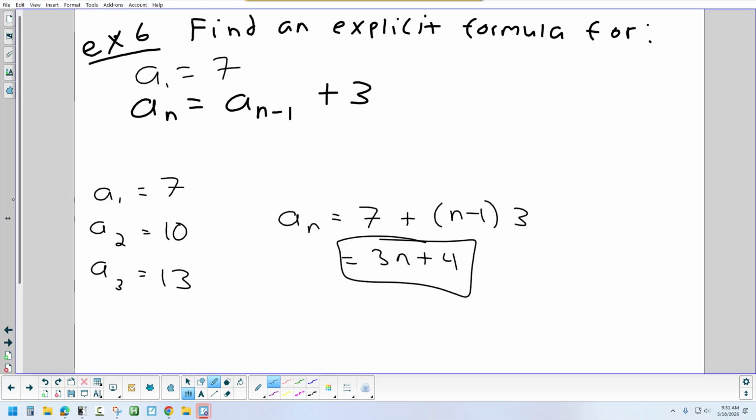Let's check it. Plug in the first term. 3 times 1 is 3, 3 plus 4. Yep, plug in 2. 3 times 2 is 6, 6 plus 4. Plug in 3. 3 times 3 is 9, 9 plus 4 is 13. So it does work for the first 3 numbers. Does it work for every single number? Well, that, again, that's an inductive proof. To show that, it's not something we do in this class.